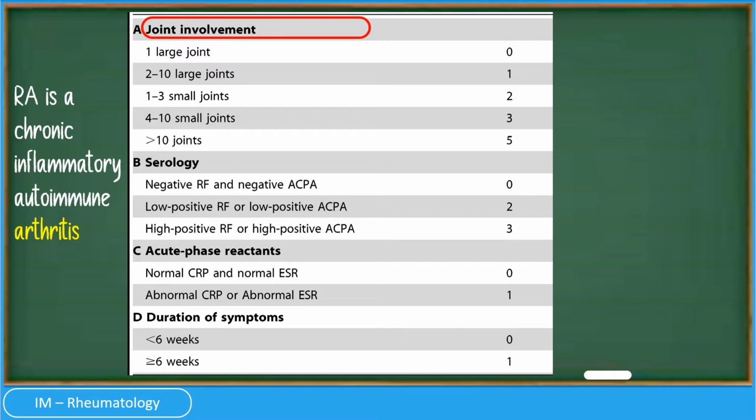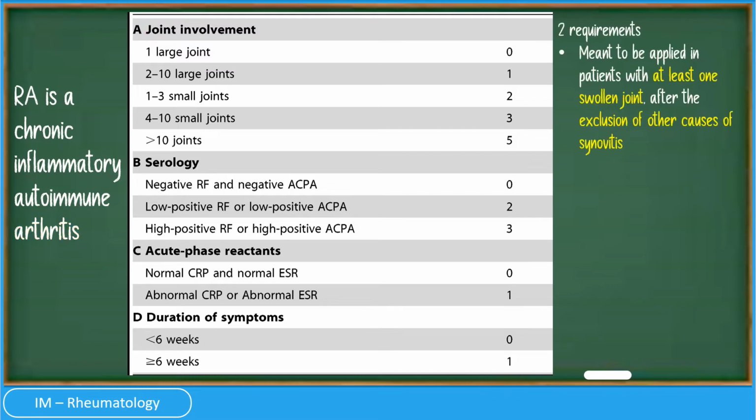Take note though that in RA, there are also extra-articular involvements. Before we proceed with the mnemonic, keep in mind that the use of this classification criteria has two requirements. The classification as definite RA is based upon the presence of synovitis in at least one joint and the absence of an alternative diagnosis that better explains the synovitis, such as lupus, psoriatic arthritis, or gout. The maximum number of points possible is 10. A classification of definitive RA requires a score of 6 over 10 or higher. Patients with a score lower than 6 over 10 should be reassessed over time.